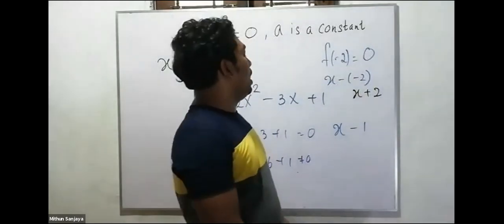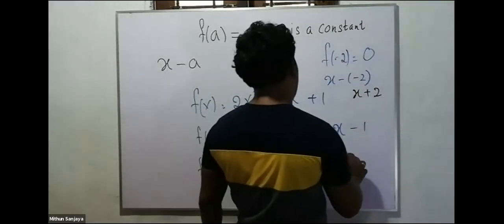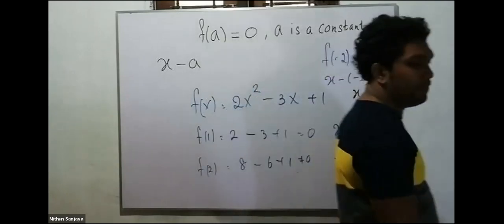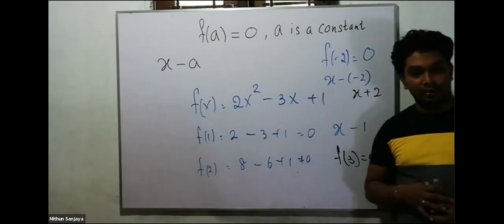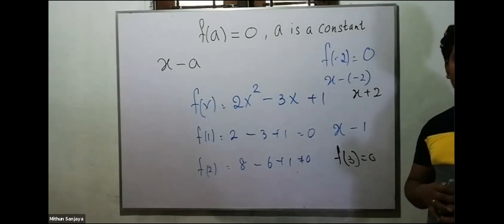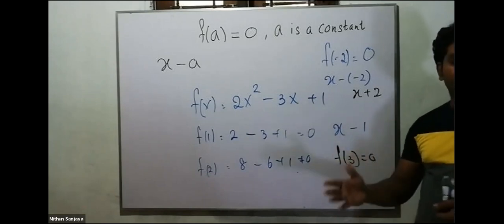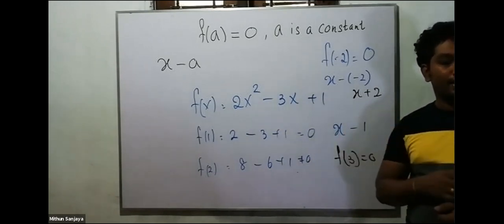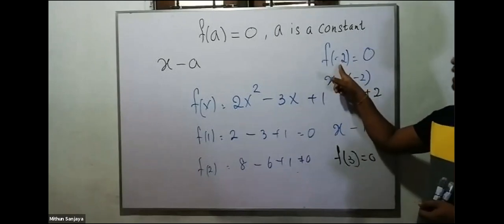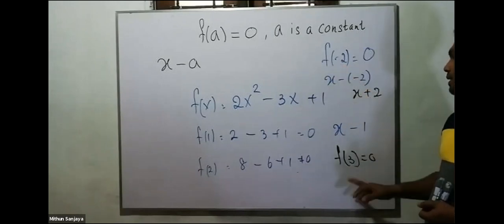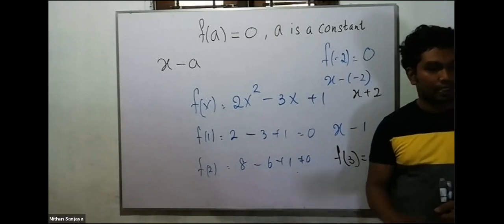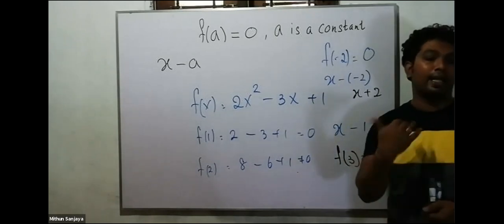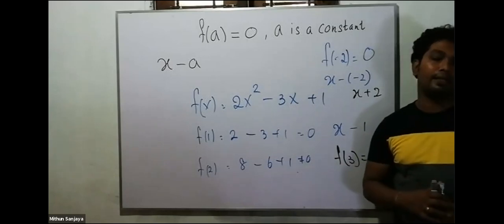Then f(3) equals 0. What is the factor? It is x minus 3. X minus 3 is a factor. Where I have a minus value, we write plus with the x. Where I have a plus value, we write minus with the x. We can write the factors like that: x plus 2, x minus 3, x plus 1, x minus 1.